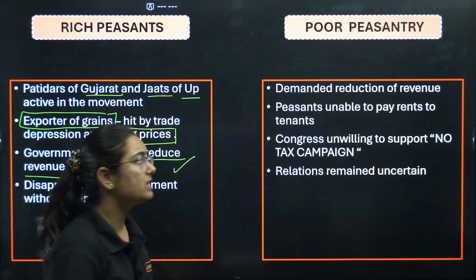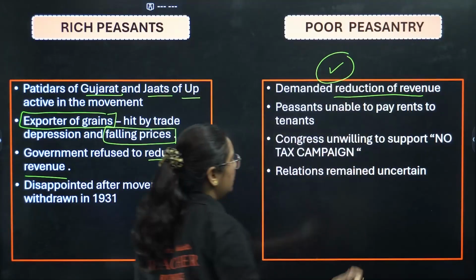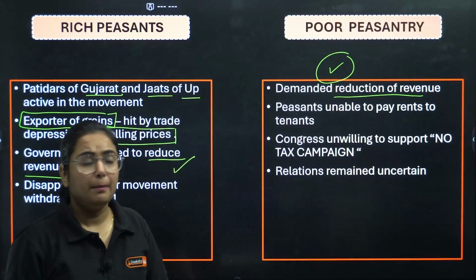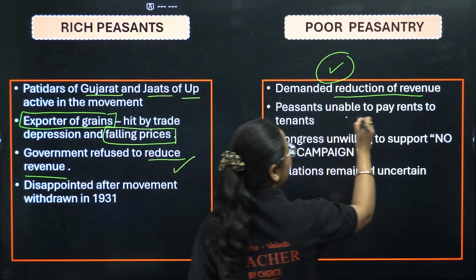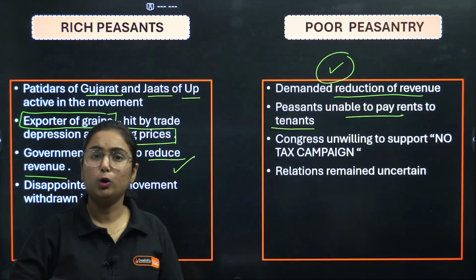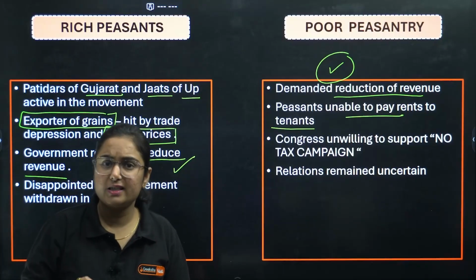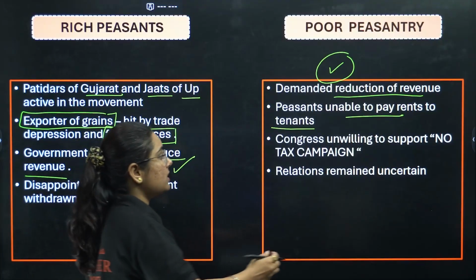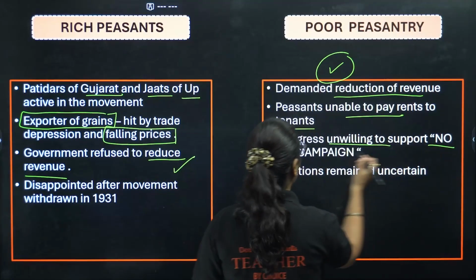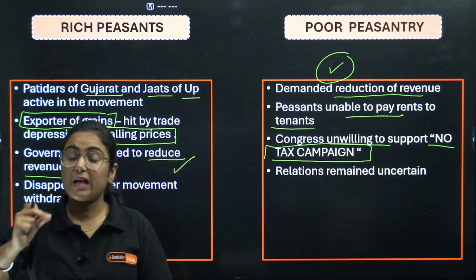Same, the issue is reduction of revenue, and yes, they participated actively in the movement. But peasants were unable to pay the rents to the tenants. However, let me just clear that out to you. Poor peasants wanted to participate in the movement and they did it somewhere. But the Congress was unwilling to support the no tax campaign movement. Okay, why the no tax campaign movement?